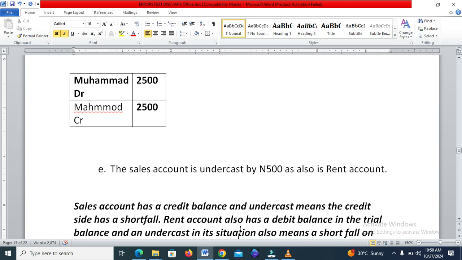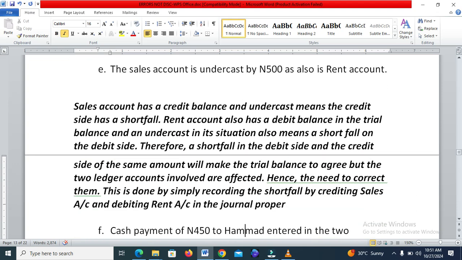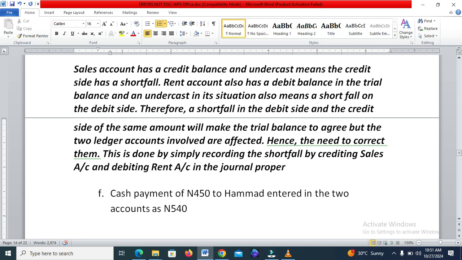So if there is a reduction of 500 naira on the debit side and a reduction of 500 naira on the credit side, you can see there is no way the trial balance would be affected. So there will be an agreement, but in the real context, you have made a mistake in the sales account and you have also made a mistake in the rent account, which has to be corrected. How do we do that? If there is an undercast of 500 naira, all you need to do is to record the transaction by putting 500 naira.